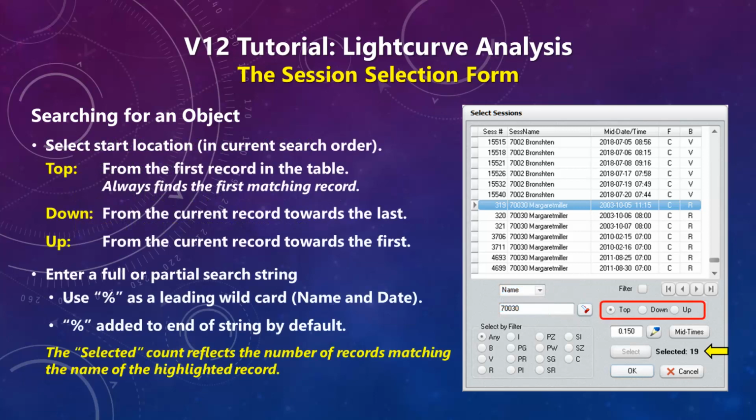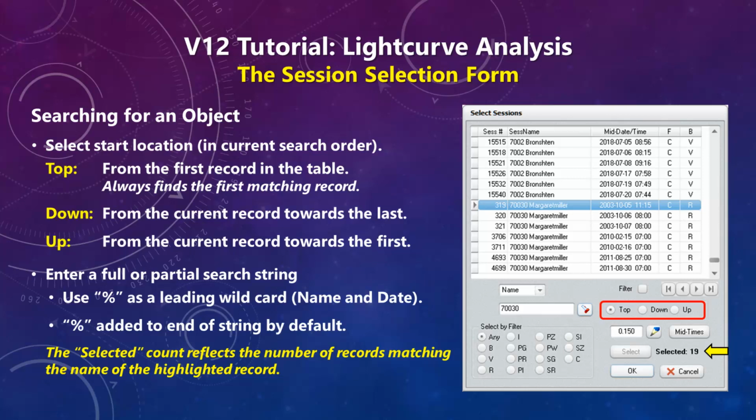You can choose among 3 places where the search starts. Top always starts with the first record in the current sorting order and scans down until it finds the first matching record. This is good to find the first session of several, but using it to continue the search will never get past that first record. Down starts with the current record and searches towards the last record. If there are multiple sessions after the first one found, choosing this direction will find the next immediate matching record. Up works the same as down, except it moves towards the first record in search order.